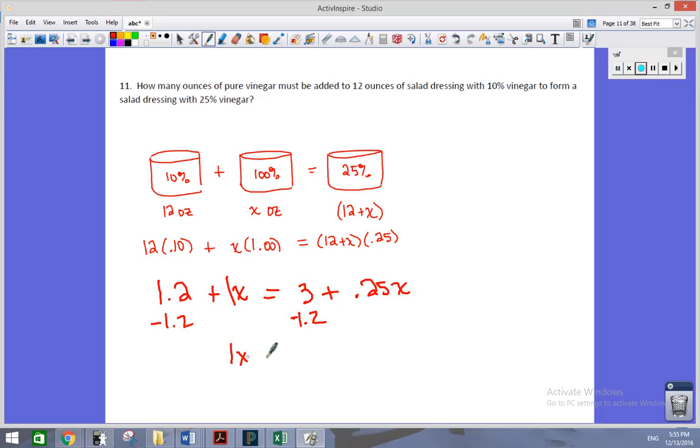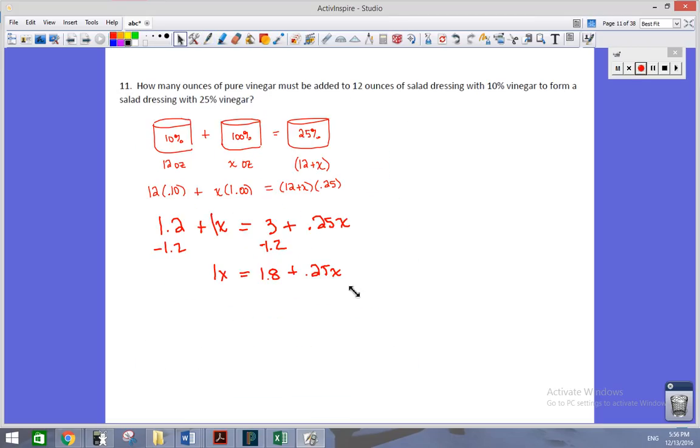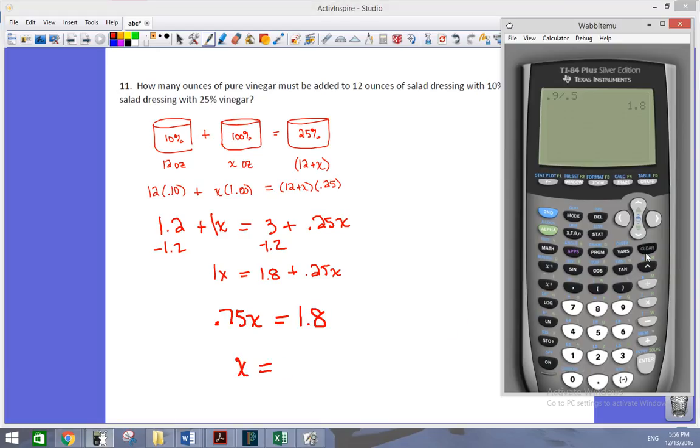So I have the x here, and 3 minus 1.2 is 1.8, right? And then plus the 0.25x. Let's subtract 0.25x from each side. And if I do that, 1 minus 0.25 is 0.75x equals 1.8. If I jump to a calculator, and I take 1.8 and divide it by the coefficient 0.75, what do I get? 2.4.